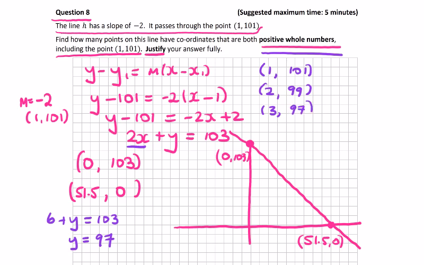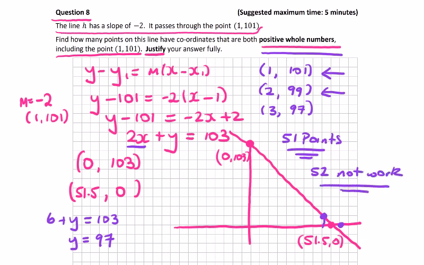And you can see a pattern here. So all the points 1 up to 51 will work. 52 doesn't work because 52 is past here, but 51 will be here. So the answer to this question is going to be 51 points. And our justification is we've subbed in 3 of them that work, and 52 does not work. And that will be enough information for the examiner. That was 2018.